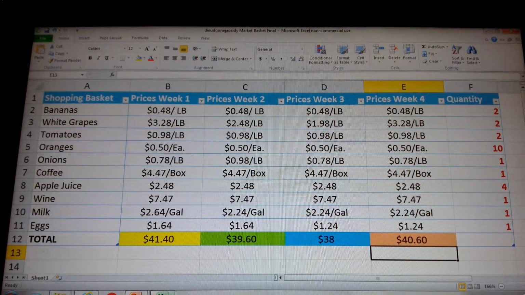So we're going to use this table to determine my consumer price index on a weekly basis, and at the same time we are going to determine the inflation rate, which is the percentage change in the price.